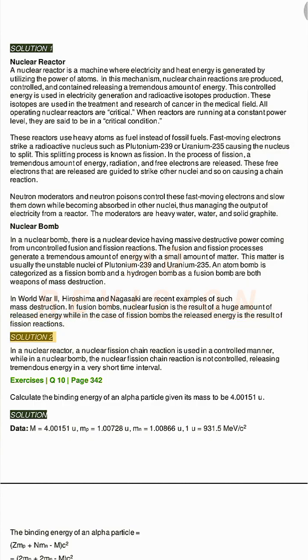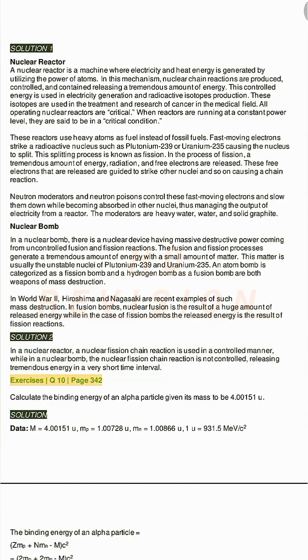Solution 2. In a nuclear reactor, a nuclear fission chain reaction is used in a controlled manner, while in a nuclear bomb, the nuclear fission chain reaction is not controlled, releasing tremendous energy in a very short time interval.